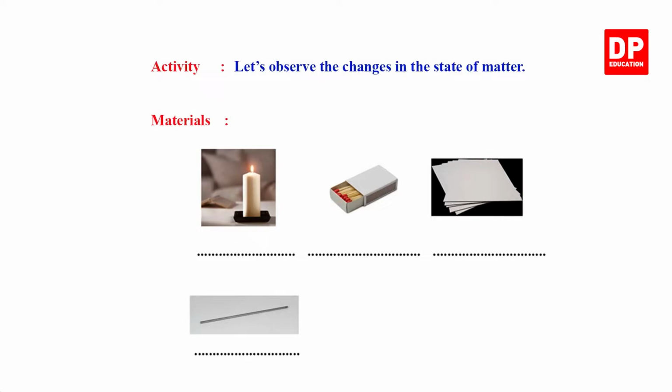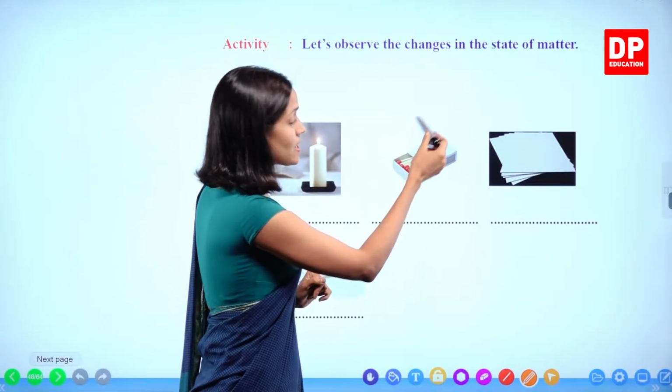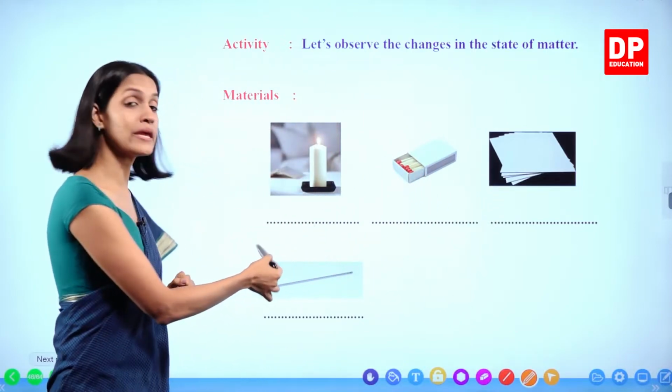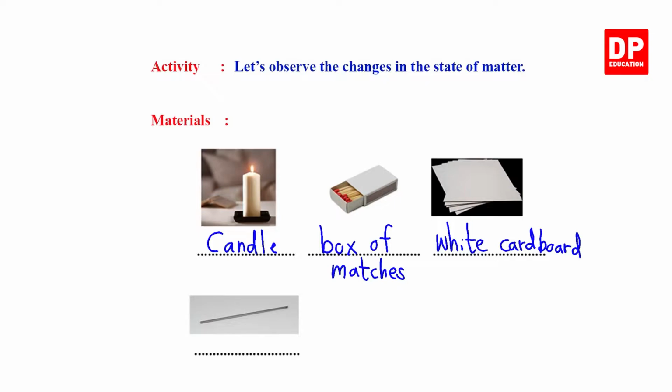We have an activity to identify solids, liquids, and gaseous states. Okay? Let's observe the changes in the state of matter. Right. Here, what do we need to do this activity? We need a candle, box of matches, and we need a white color cardboard, and we need a metal tube, right? Let's write. We need a candle, box of matches, white cardboard, and a metal tube.